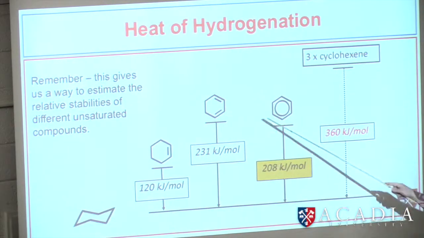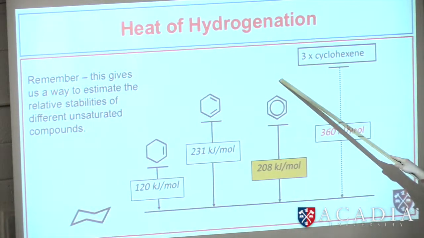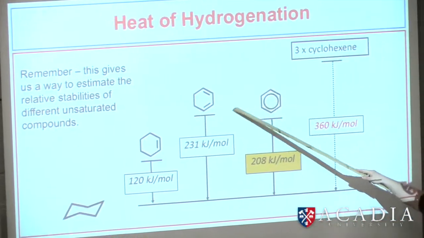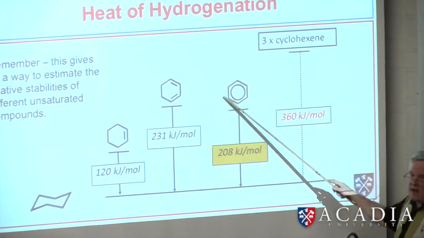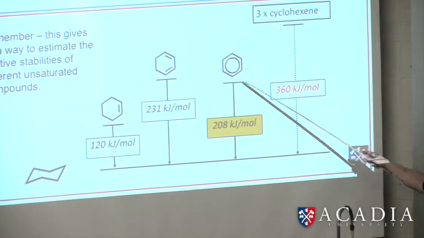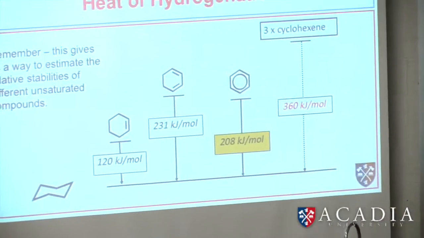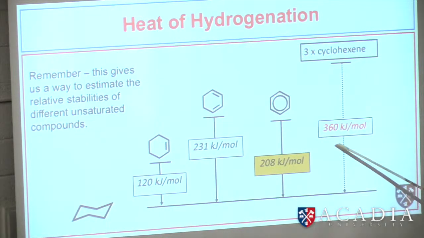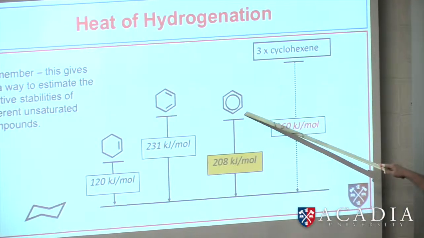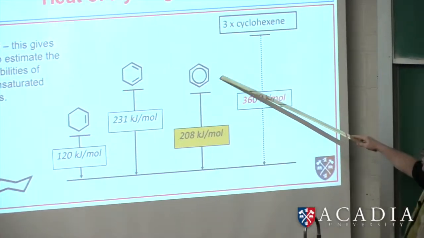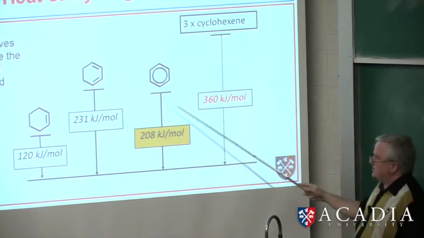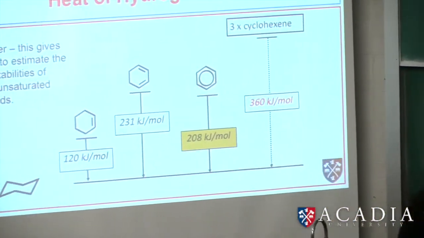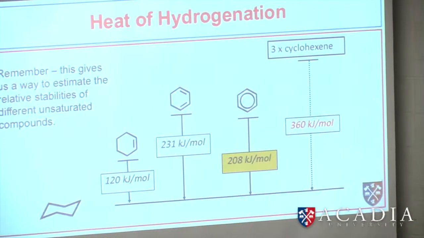We might have thought this trend would continue and that would be up there somewhere. We're not surprised that it's lower, but we are slightly surprised right now, until we talk about it a little more, that it's that much more stable. So it's 152 kilojoules per mole more stable than if we just tripled the hydrogenation energy of that compound.